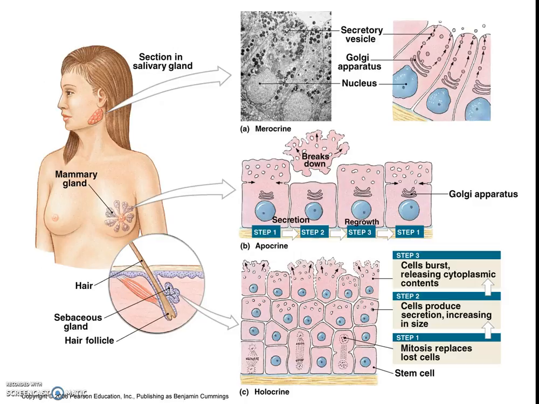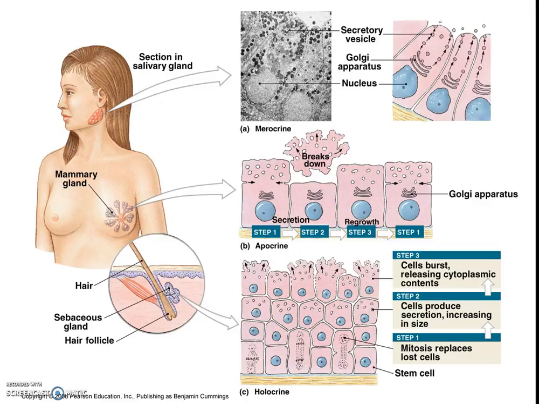And so exocrine secretions put their products into ducts. In this case, because we are pinching off the product into a vesicle, that vesicle is going through a process called exocytosis. It's releasing that product into a duct. We call this a merocrine secretion.